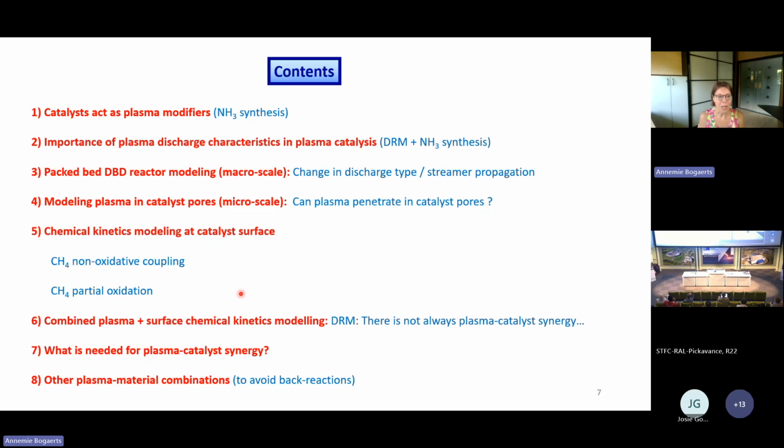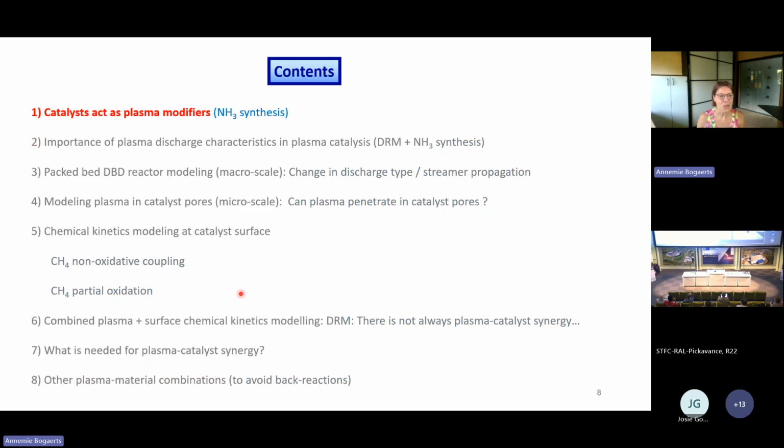Now, this looks like a lot, but actually only points 1 and 2 will take several slides. All the other points from 3 are typically only 1 slide. So don't worry if you think that I will be running out of time, because only points 1 and 2 will be a bit longer.